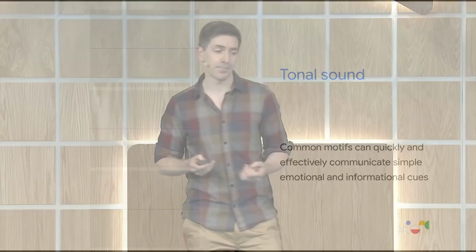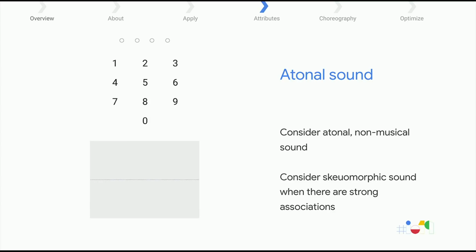Atonal, or non-musical sound, is another way to design sound. Think of these as textural or more noise-based elements. They're usually not pitched. And I mentioned sometimes sounds are a mixture of both. So this first sound is an example of that. It has noise-based textures for the number input, and then a more pitched resolution. It's quite a subtle sound, so I'll play it twice.